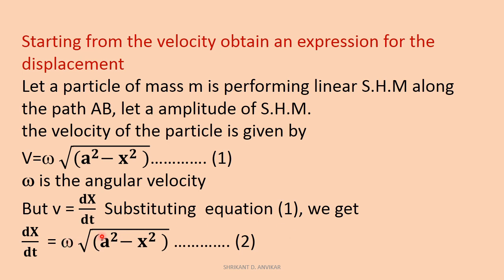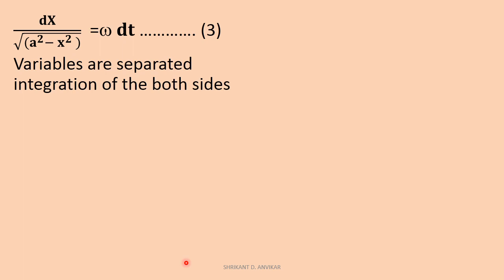Now suppose we transfer the square root term from one side to the other, and the dt term to the other side. The new equation is dx upon under root of a square minus x square equals omega into dt. Variables are separated, and therefore we take integration of both sides: integration of dx upon under root of a square minus x square equals integration of omega into dt.